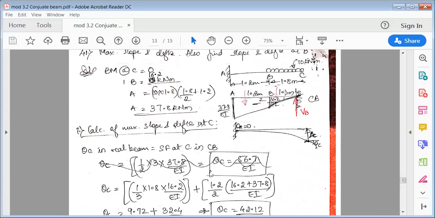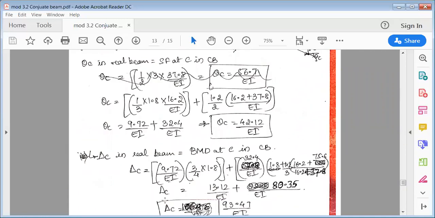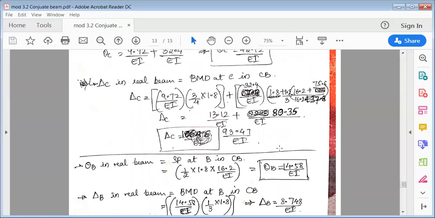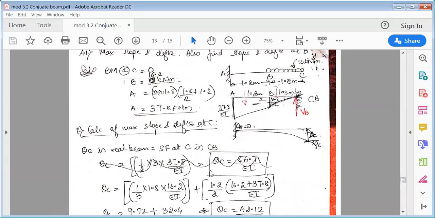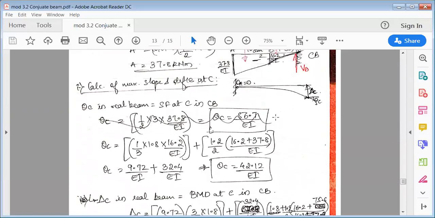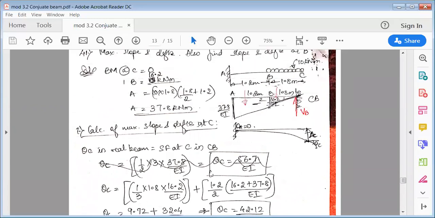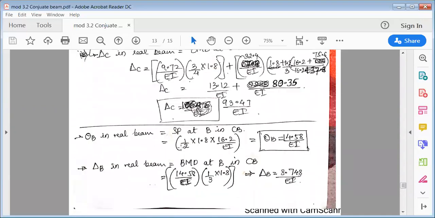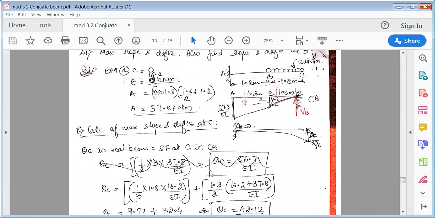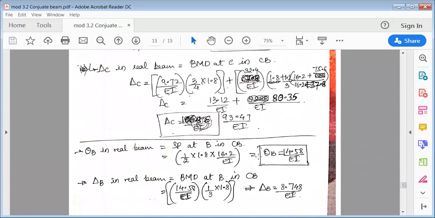Similarly, you have to find theta B now. To find theta B, you should always check the loads acting only to the right side. Here, because the shear force is acting at this portion, the free end, the shear force is acting. So when you're finding theta B, consider forces only to the right side, that means consider the area only to the right side. So theta B is equal to the shear force at B in the conjugate beam. It is half into base 1.8, height 16.2. So half into base into height gives theta B.